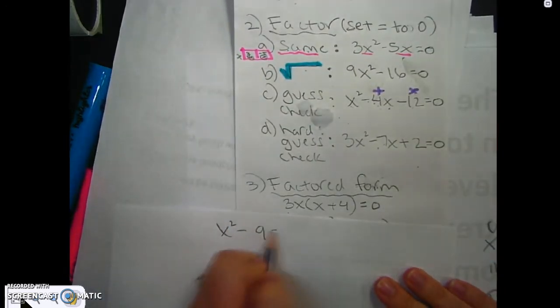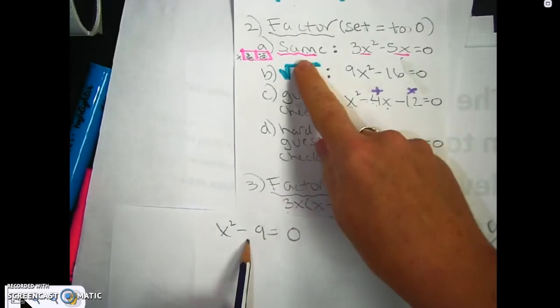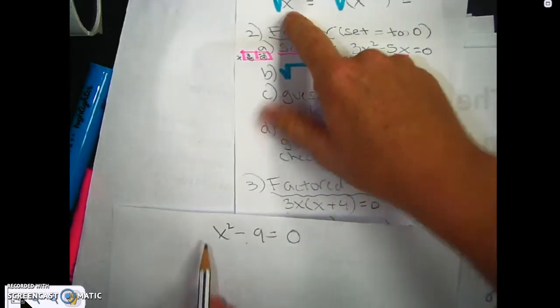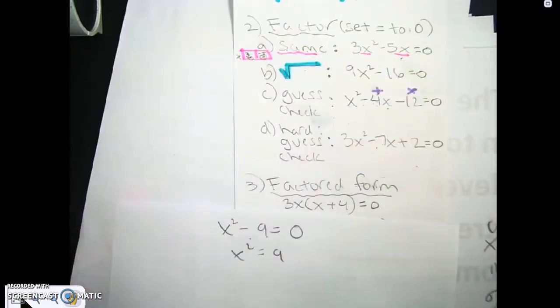x squared minus 9 equals 0. So if you look, do they have anything the same? No. Oh, there's an x squared. So I can add 9 to both sides. And then, boom, I can square root.